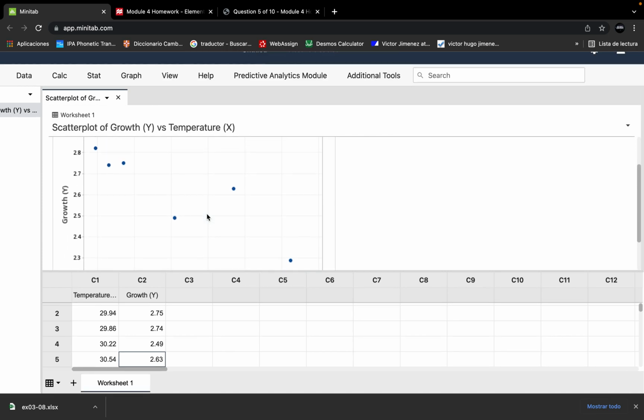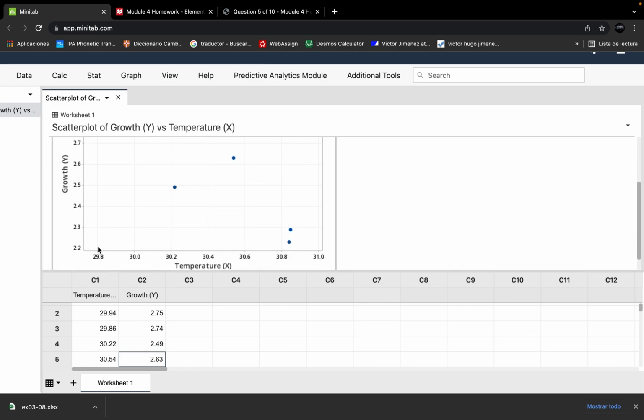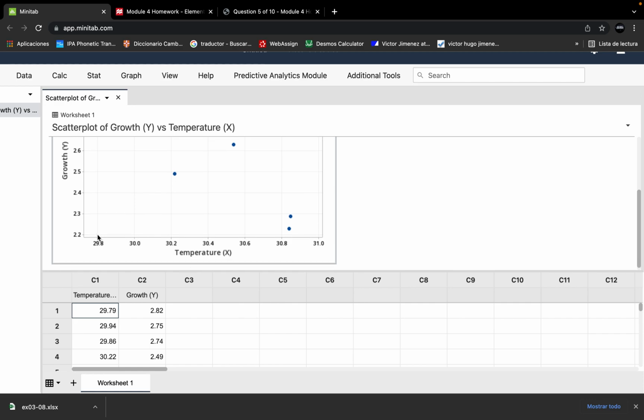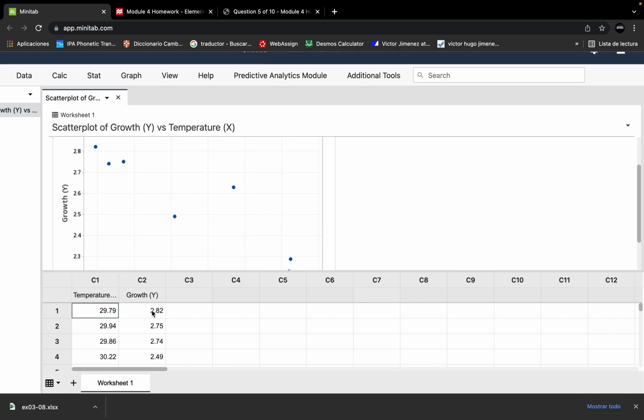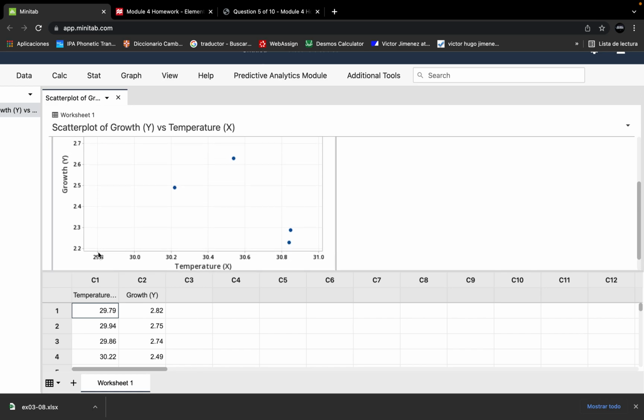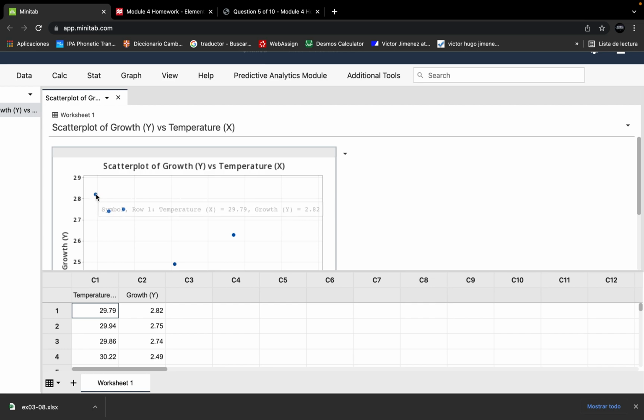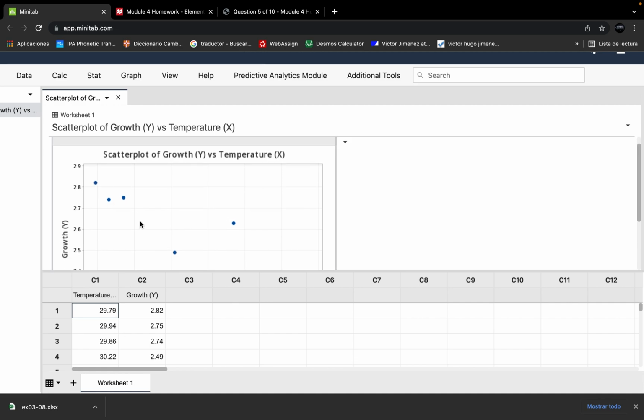And there you have the scatter plot for this problem. What is this for? It's very simple. Every point represents a pair. For example, the first pair, for the X it has 29.79, so it should be 29.79 here in the graph, and the corresponding Y value is 2.82. So you see 29.80 approximately corresponds to 2.82 in this diagram called the scatter plot. And you do the same for all the other values.